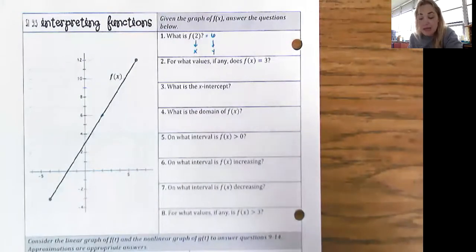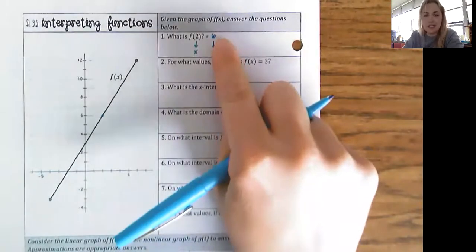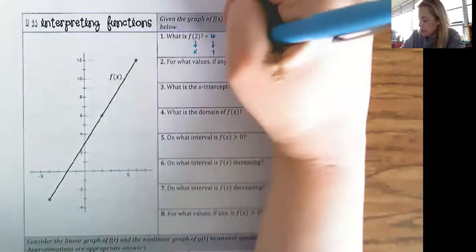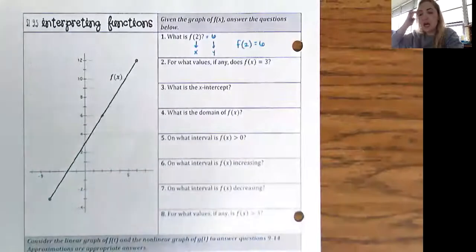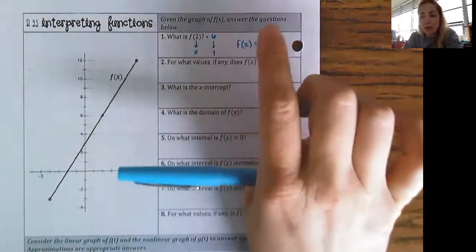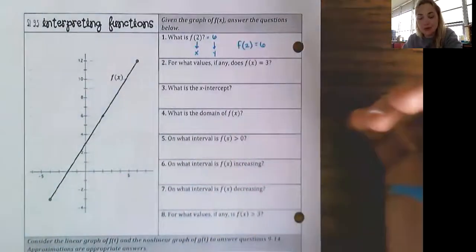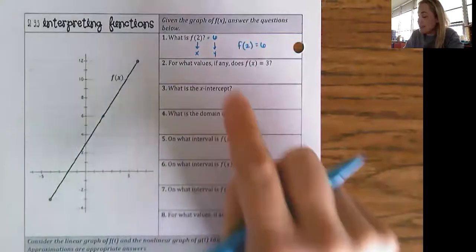And I could write my answer as just f of 2 equals 6, which is how it's going to be typed in on your homework and on your tests and such. The input is 2 and the output is 6. It's also like the ordered pair (2, 6). Okay, let's look at the next one.